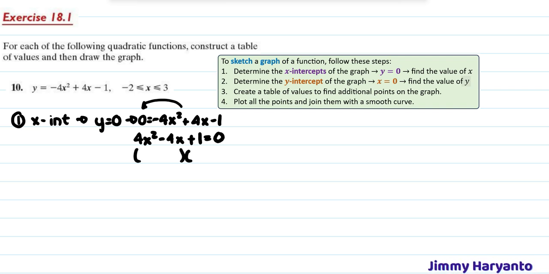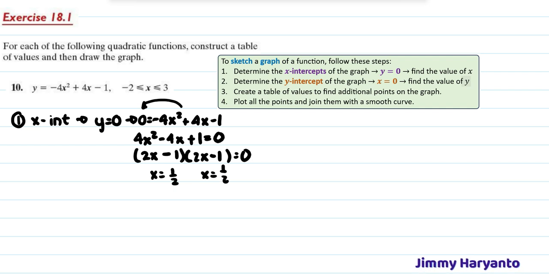And then let's see if we can factorize it. 2x, 2x, 1, 1, minus, minus. Okay, that's good. So we have x equals half and x equals half. That means from this one we only have one point, which is 0.5, 0.